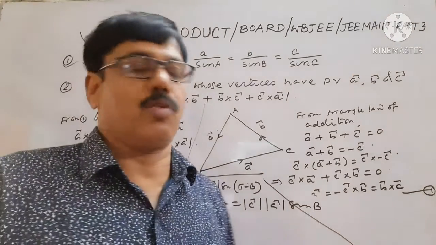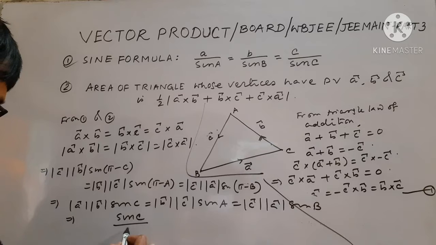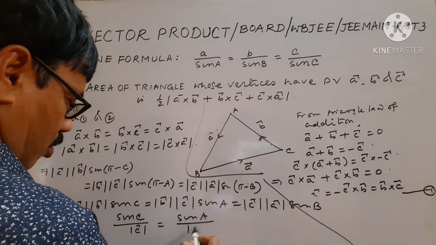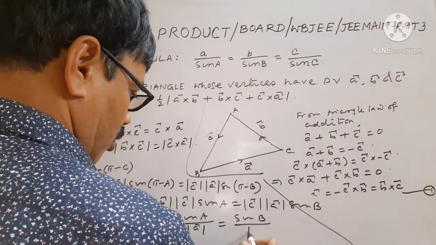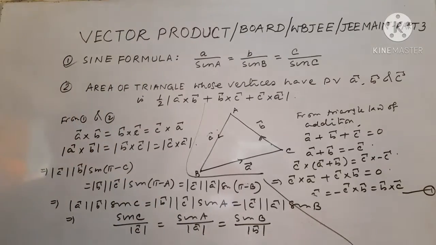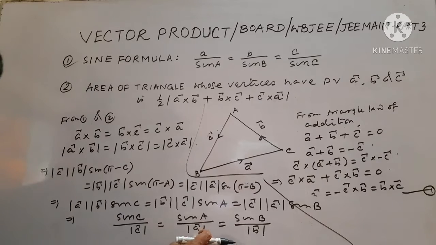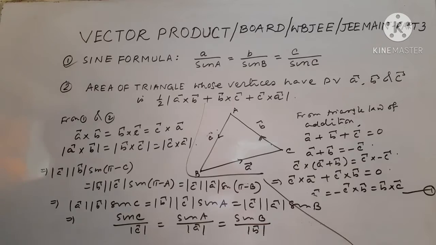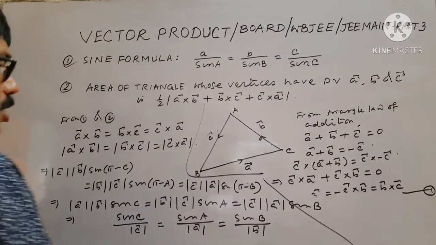So dividing throughout by mod A mod B mod C, what are we getting? Sine C by magnitude of C, sine A by magnitude of A, sine B by magnitude of B. Now taking the reciprocal and putting magnitude of A equals a, this is b, and magnitude of C equals c, we get the sine formula. So this is the proof.